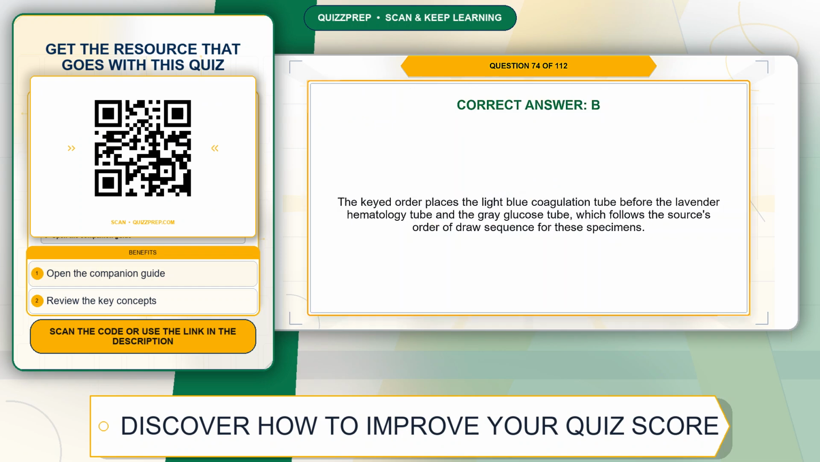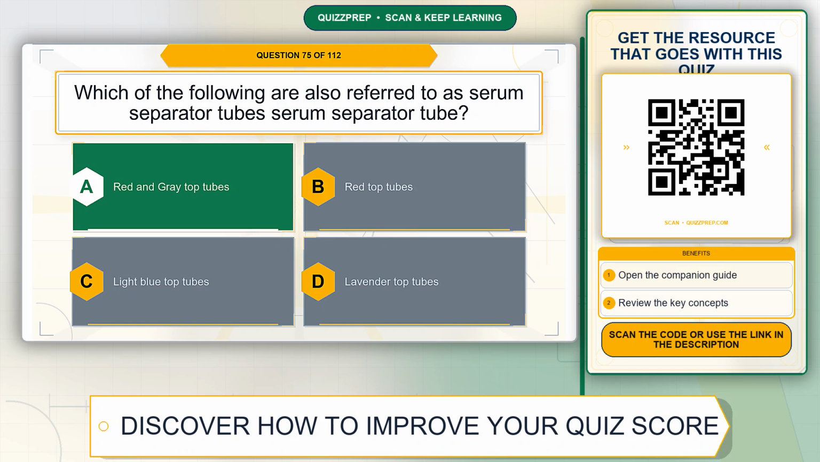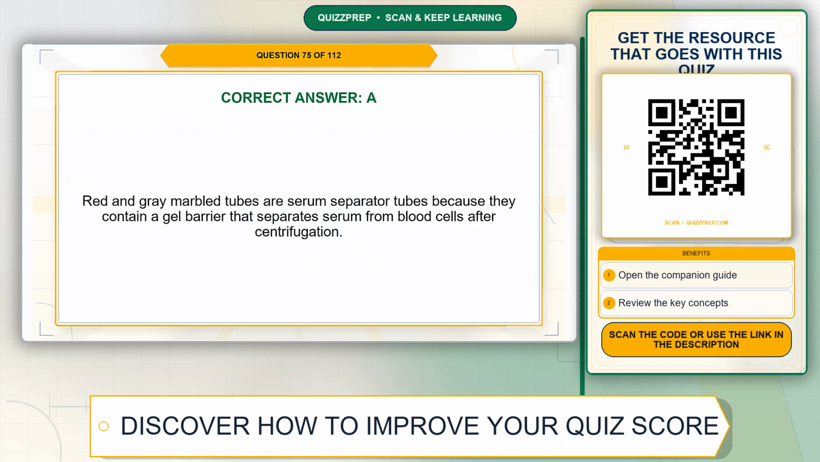Explanation. The keyed order places the light blue coagulation tube before the lavender hematology tube and the gray glucose tube, which follows the source's order of draw sequence for these specimens. Question 75. Which of the following are also referred to as serum separator tubes? Option A, red and gray top tubes. Option B, red top tubes. Option C, light blue top tubes. Option D, lavender top tubes. The correct answer is option A, red and gray top tubes. Explanation. Red and gray marbled tubes are serum separator tubes because they contain a gel barrier that separates serum from blood cells after centrifugation.